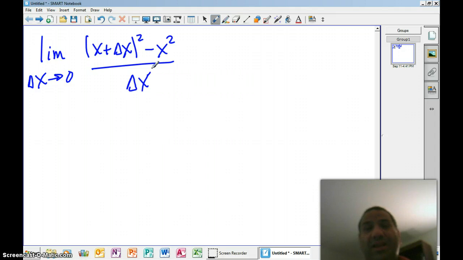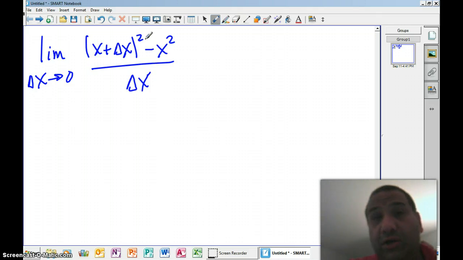Now you might be saying, what the heck is this delta x stuff? Well, it's something from science. We're going to treat delta x as just a totally different variable. Different than x. Like a y, if you will. Or a g or an f. Whatever your favorite variable is, that's how we're treating it.